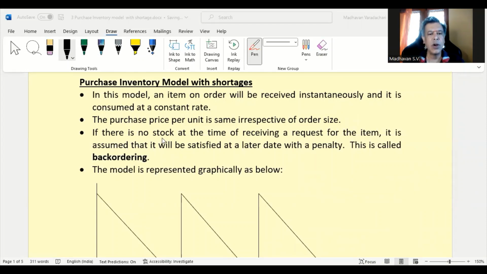If there is no stock at the time of receiving a request for the item, which means the shop floor is asking for an item's requirement and there is no stock for it, then it is assumed that it will be satisfied at a later date with a penalty. This means immediately it will not be replenished. You allow some time to produce the material at a later stage, wherein you may incur some penalty. That is allowed in this model, and it is called back ordering.